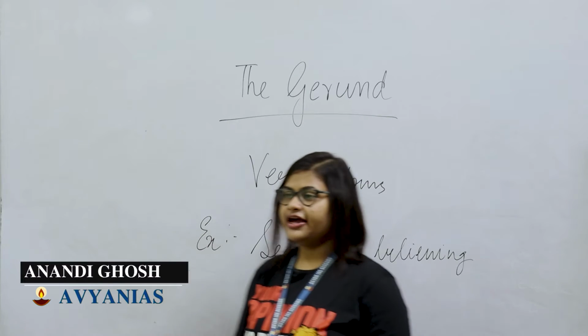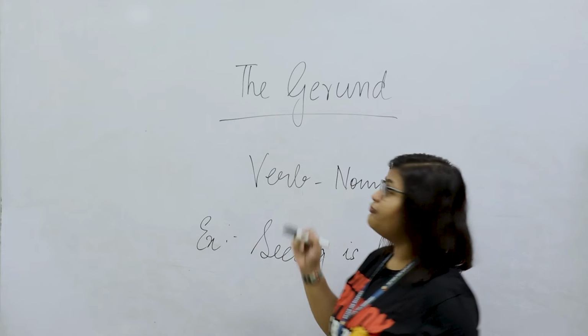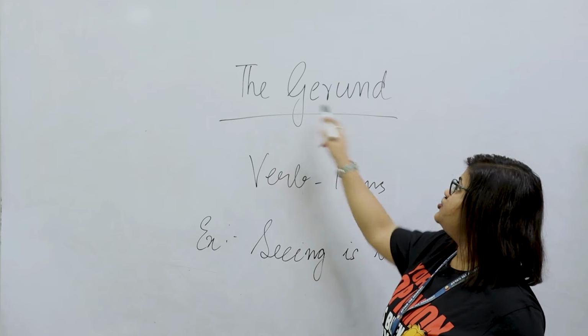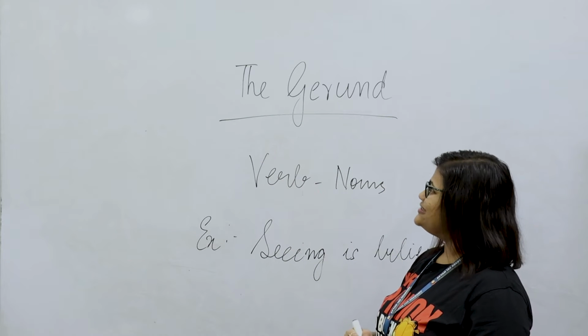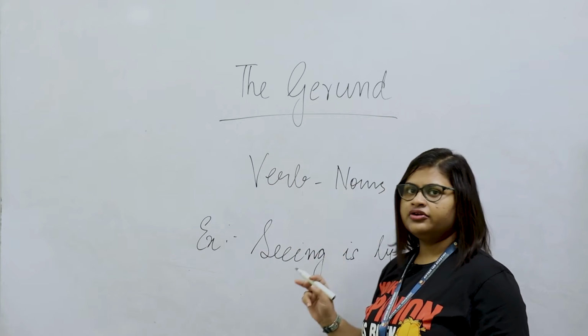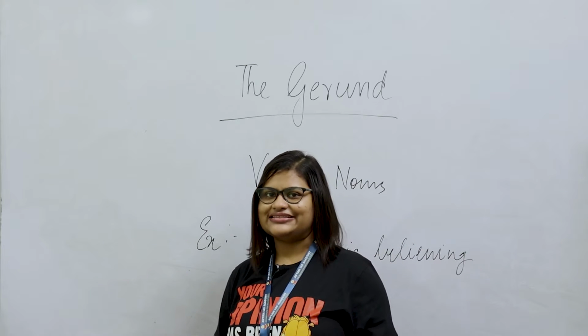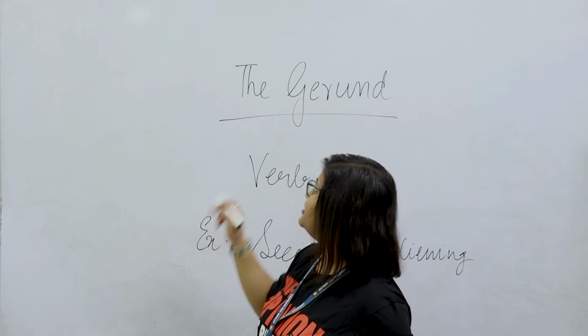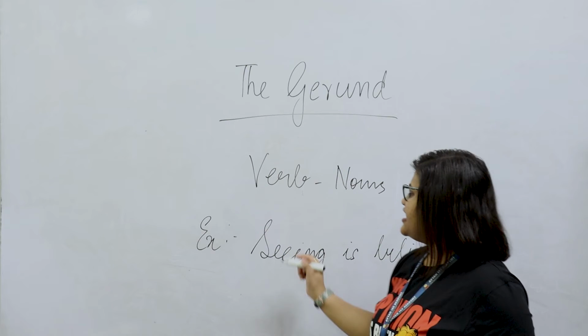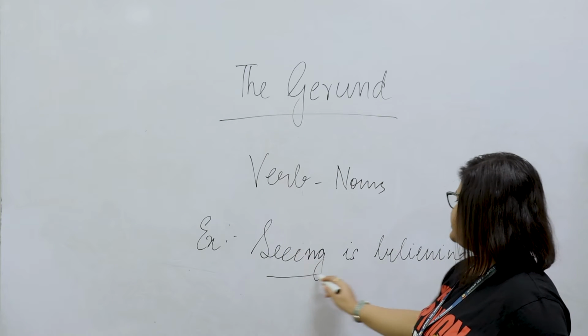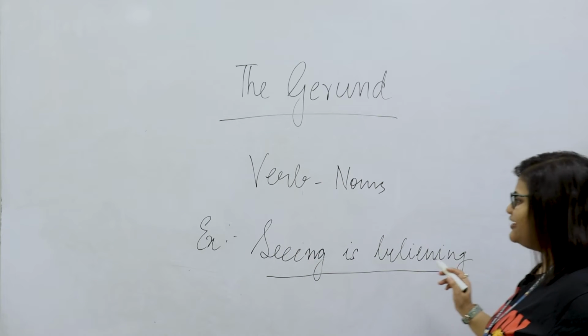Today we'll be dealing with one more part of back to basics, which is the gerund. This is something absolutely new which we have not taken up, and in the following we'll do gerunds, participles as well as infinitives. The first part being gerund. So what are gerunds? As you can see in this sentence, seeing is believing.